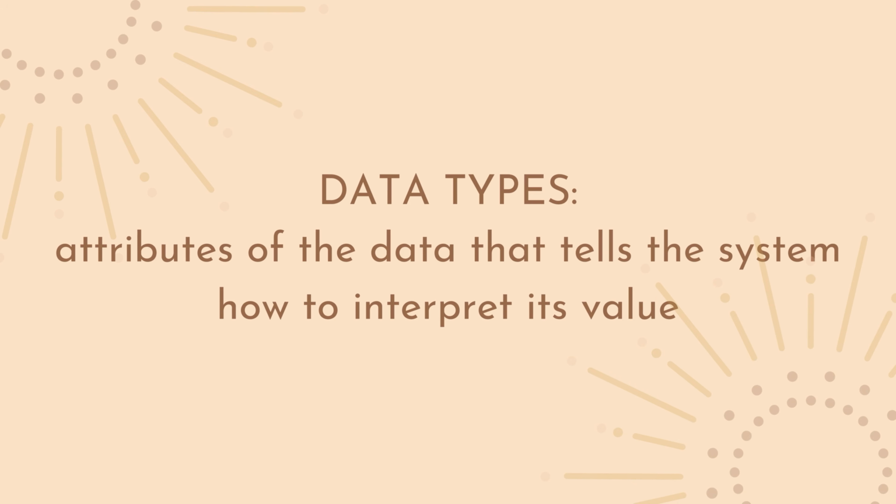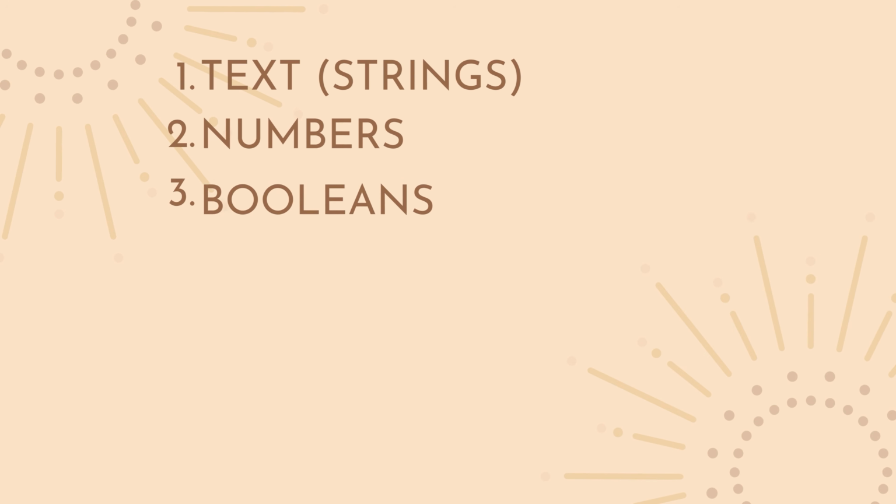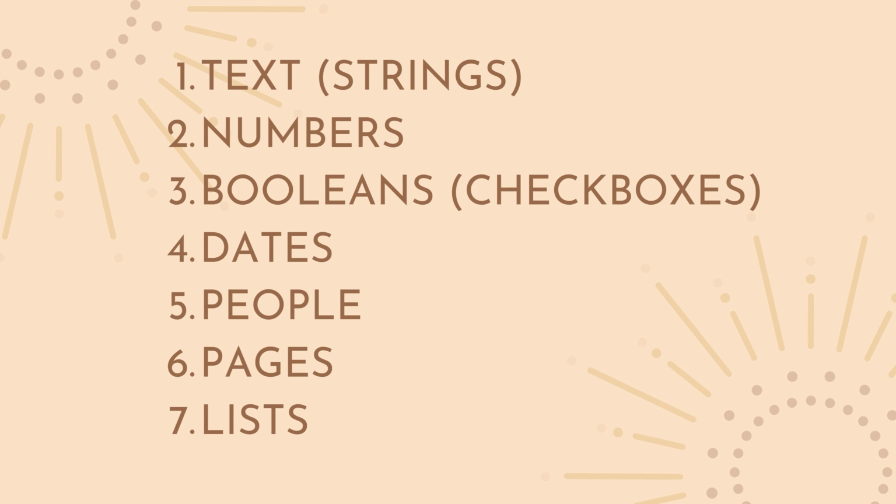Number 2 is data types. These are attributes of the data that tells the system how to interpret its value. You may have heard of some of the data types used in traditional coding, such as ints, arrays, booleans, and strings. But Notion has its own data types that you'll want to know. Some of them line up with the more traditional coding data types, and others are unique to Notion. Notion supports 7 data types. They are strings, numbers, booleans, or checkboxes, dates, people, pages, and lists. Now, don't worry, we'll talk about these more in just a minute.